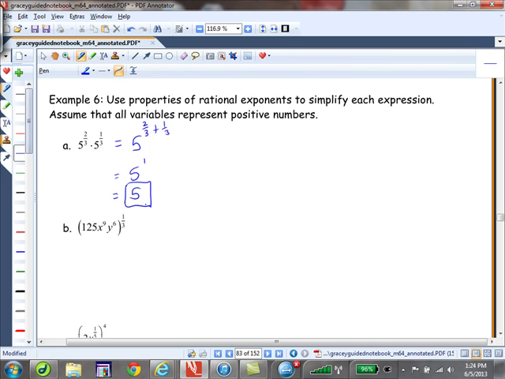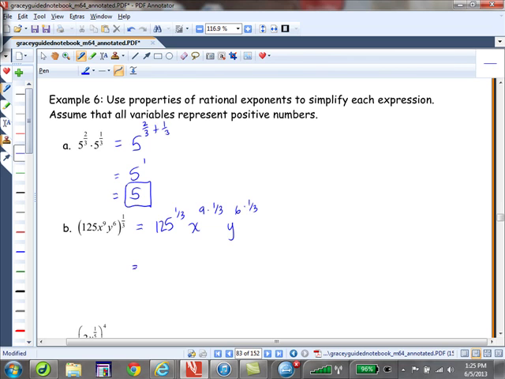Now we have a product to a power. So this is going to be 125 raised to the 1/3 times x to the 9 times 1/3. Power raised to a power, you multiply. And then y to the 6 times 1/3.